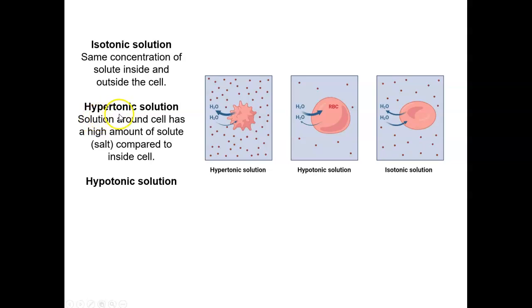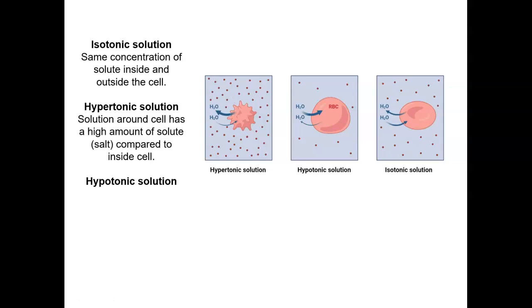If a cell is in a hypertonic solution, hyper means high, and the thing that's high is going to be the solute. So these little dots, the sugar or the salt around the cell, is going to be high. Let's say you're dehydrated or you've been eating things that are really salty. Your fluids in your body can get salty relative to your cells, and you can start creating a hypertonic solution. What that means is the solution around the cell has a high amount of solute compared to the inside. If there's a high amount of salt outside of the cell, that means the water concentration is going to be lower.